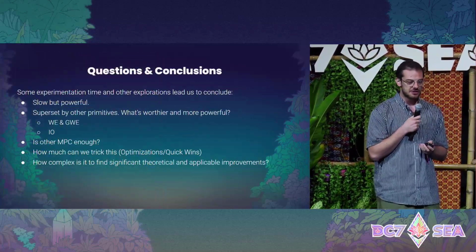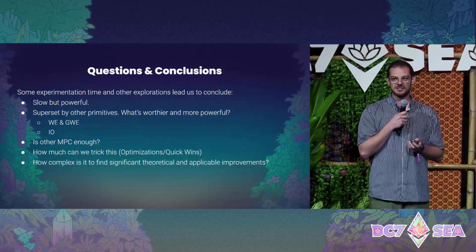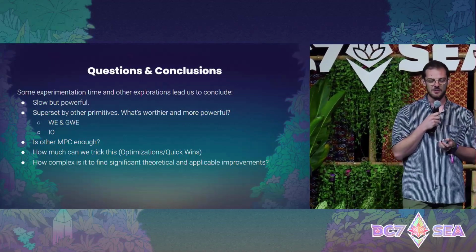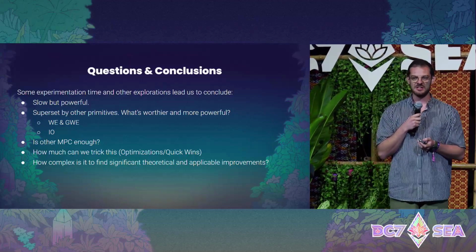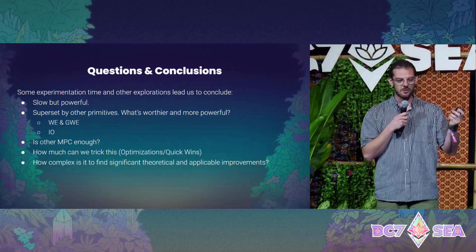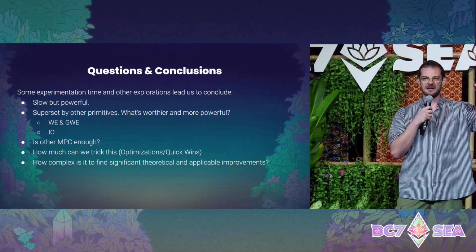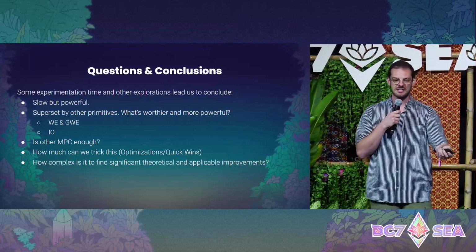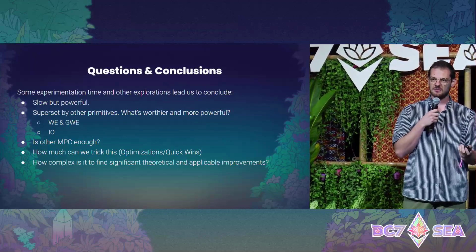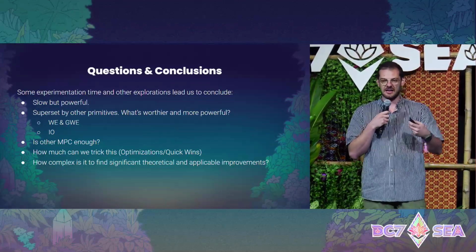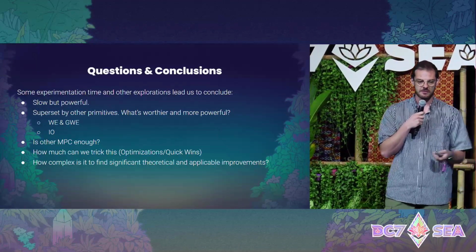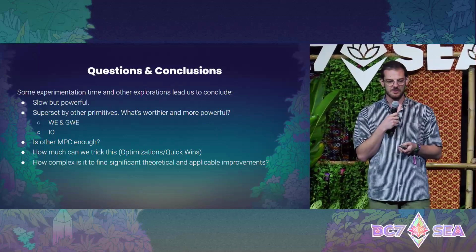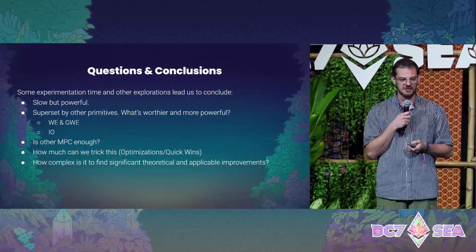Questions and conclusions. It was really cool. FHE is slow, and it will be like that maybe for some time, but it's really powerful. One of the things we worry about is that there may be primitives that are more powerful than that. And if we know those exist, should we focus on FHE? Because maybe we can just focus on the next thing and get even more benefits and more powerful primitives. Is MPC enough? Are we overkilling with the problems and the solutions that we over-engineered here?